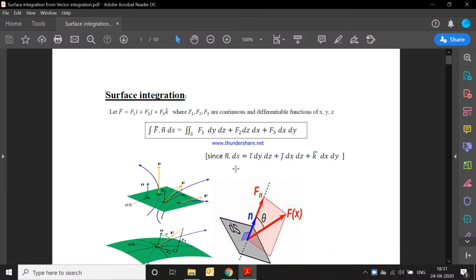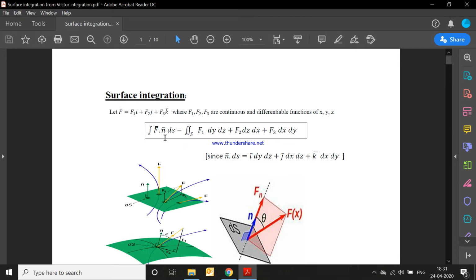Hello everyone. Today's topic is surface integration. This topic is from vector integration. First, the definition and formula for the surface integration. Let f bar be a vector, f bar = f1 i bar + f2 j bar + f3 k bar, where f1, f2, f3 are continuous and differentiable functions of x, y, z.